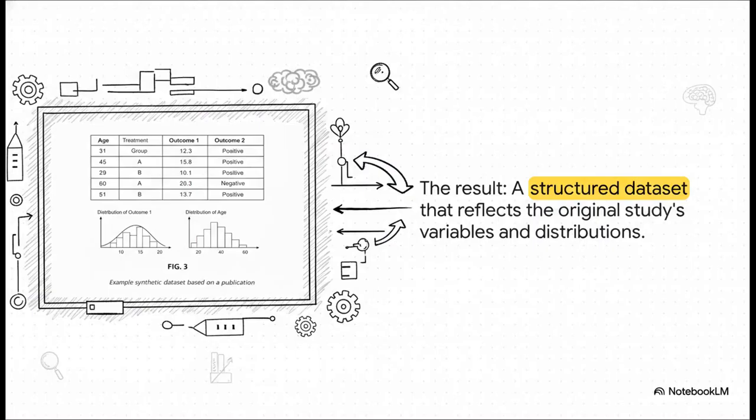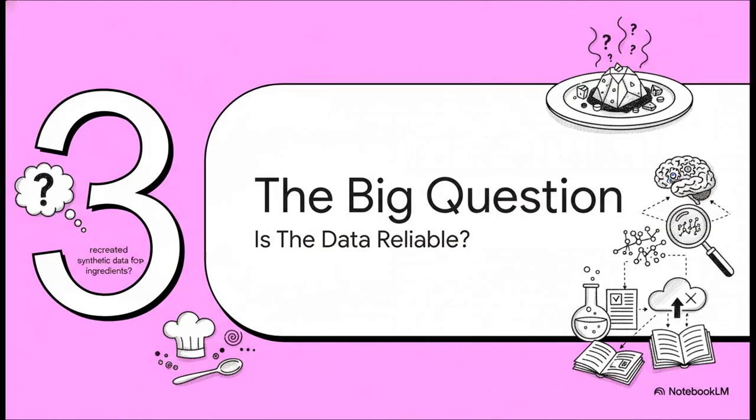And what you get back isn't just a wall of text. It's a clean, structured table of data. You can see the variables, like age and treatment, and the charts show that the statistical distributions are a match for what was described in the paper. It really looks and feels like the real thing. Okay, so we've recreated the ingredients. The dish the AI made looks pretty good on the plate.